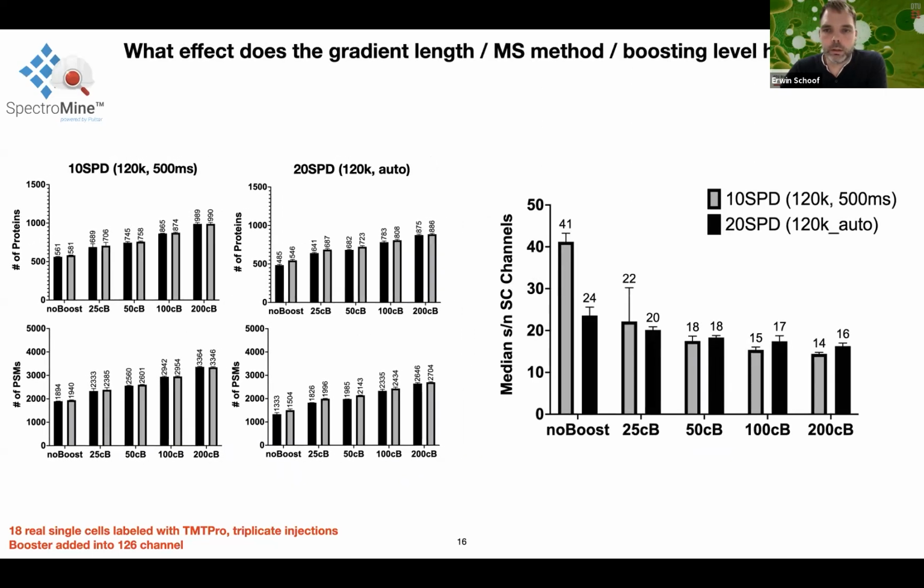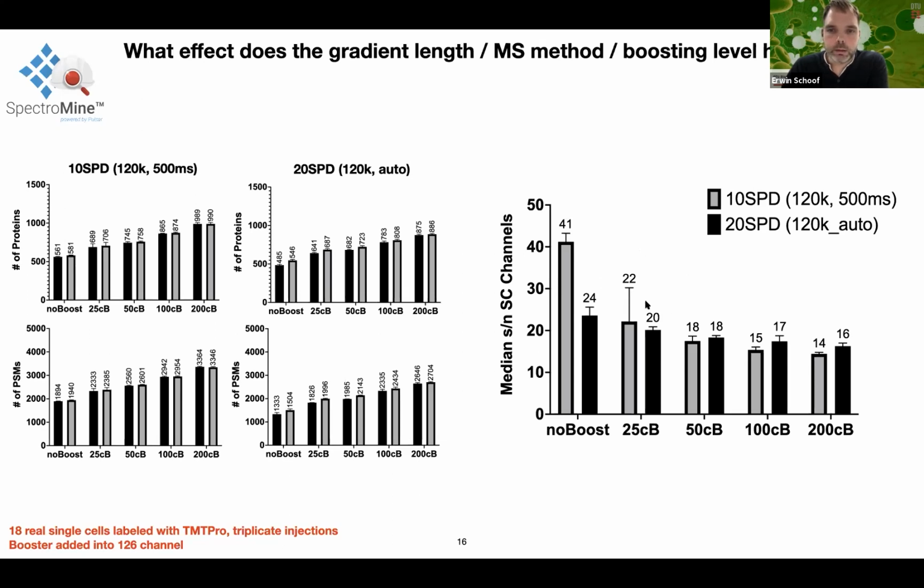So people in the field are very correctly looking at signal to noise, because of course we are trying to quantify very low amounts of signal. So I just wanted to show that, with these two different gradients and two different instrument methods, we are seeing different levels of signal to noise. So, booster free on the 10 SPD with the long injection time really gives a lot of signal to noise. This is median signal to noise in the single cell channels of 41 compared to 24 in the 20 SPD.